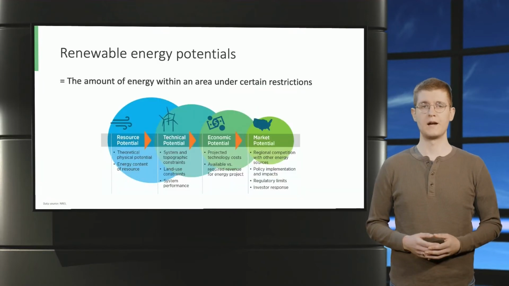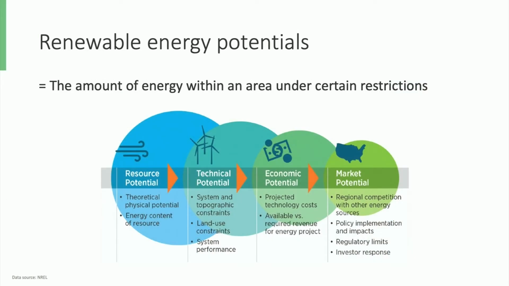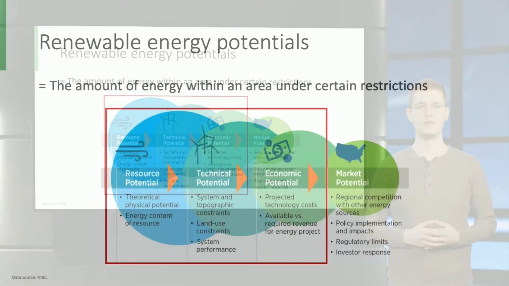Renewable energy resources are usually assessed as potentials. Potentials reflect the amount of power or energy within an area under certain restrictions. The area depends on the researcher's interest and can span over a city, province, country, continent, or even the entire world. There are different types of potentials, which differ by the restrictions that are imposed on them. The most common distinction is between resource potential, technical potential, economic potential, and market potential. In this video, we will only cover the first three potentials in detail.